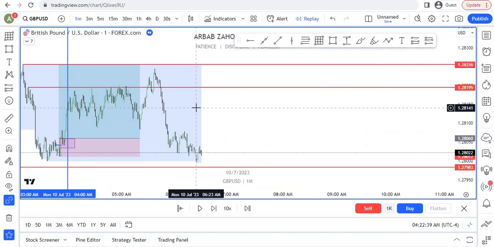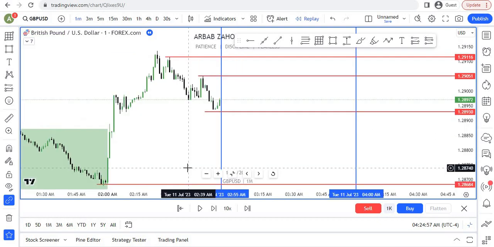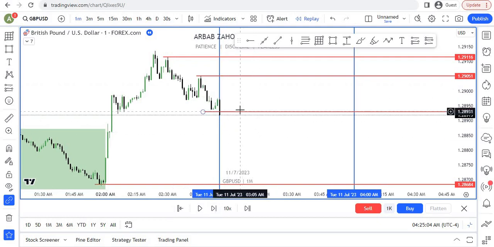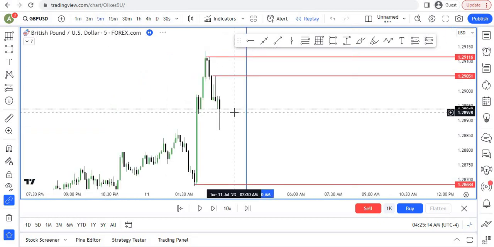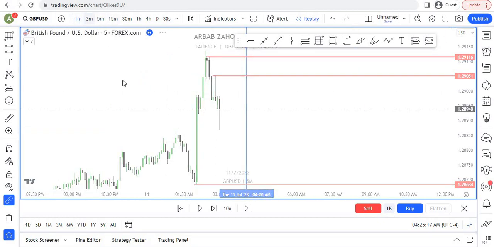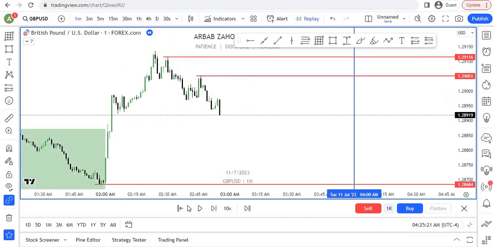Okay, so now jump to the next day. Now we are on Tuesday, 11th of July. We mark out all our valid data points. Now market took out this low, so I remove this one as well and shift to the 1 minute time frame. Before, I marked out everything according to the 5 minute, so we will see now whether we got a market structure shift with displacement here or not.